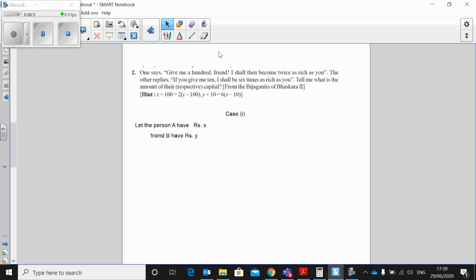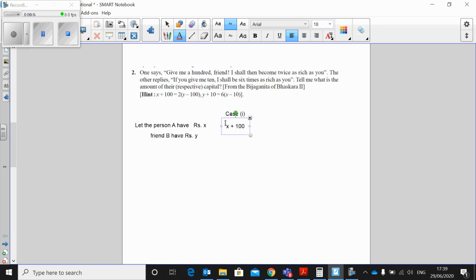Case 1, what is happening? Give me 100. So one person is giving 100 rupees. Give me 100 means X is receiving 100 rupees from Y. So X will become X plus 100, and Y will become Y minus 100. Am I clear? When he is giving to him, his amount will reduce by 100, and person A's amount will be increased by 100. So X plus 100 and Y minus 100.